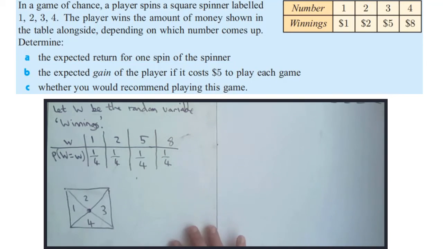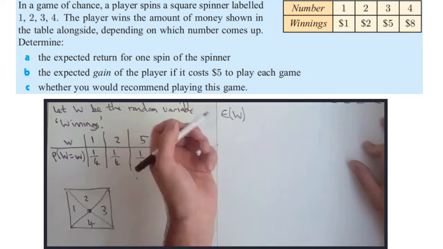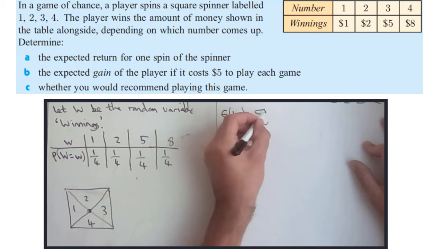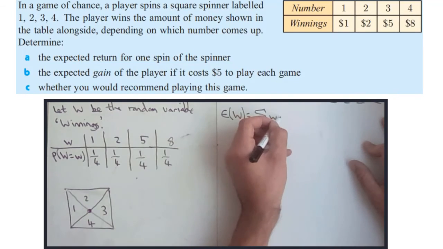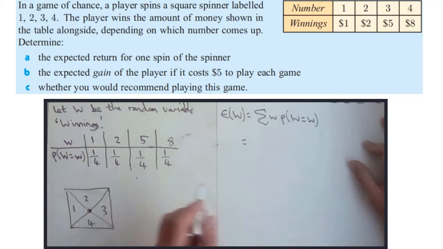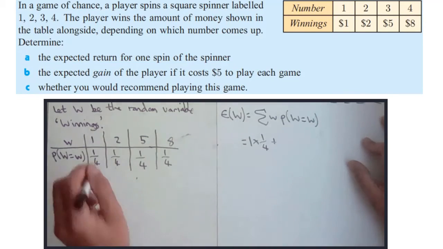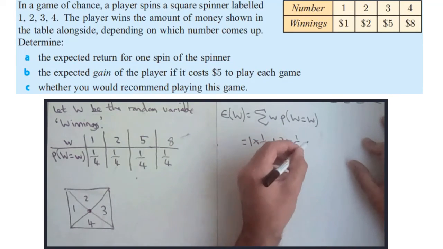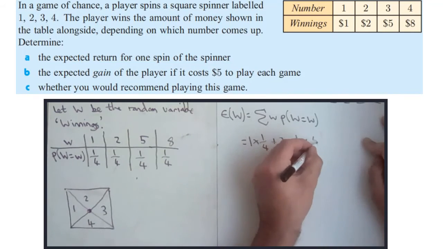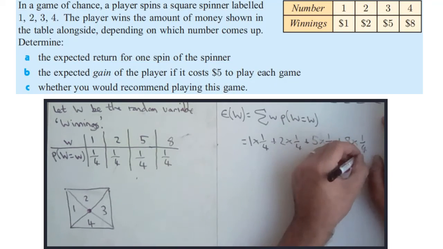1/4. So then the expected winnings are going to be the sum of all the w times P(W = w). So the expected value of W, the expected winnings, equals the sum of all the little w times the probability W equals w, which is going to be 1 times a quarter plus 2 times a quarter plus 5 times a quarter plus 8 times a quarter.